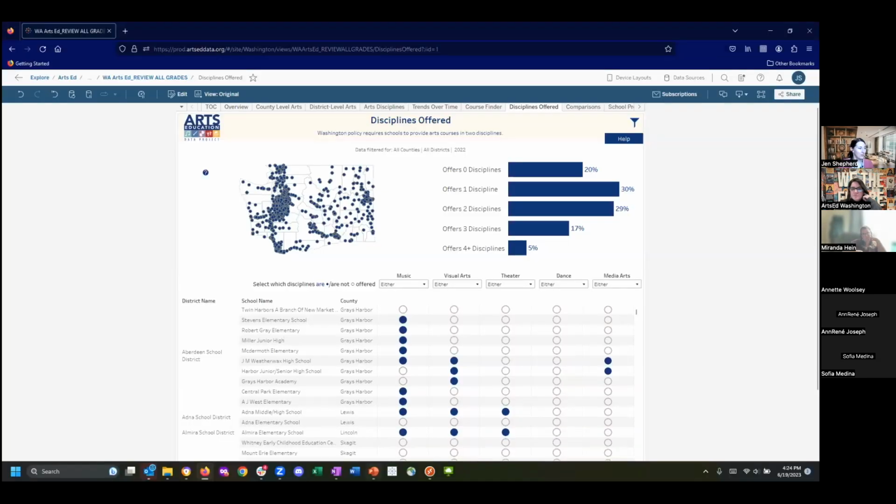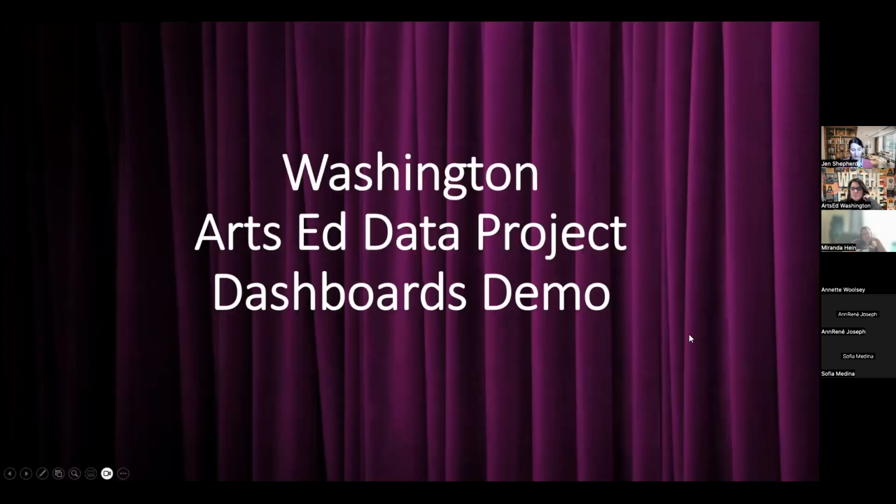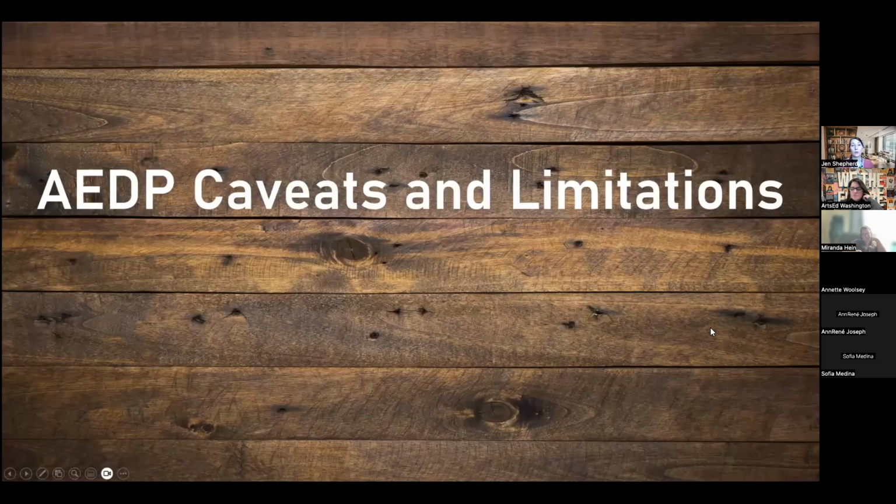But I want to finish our session today with just a couple of notes about some of the limitations of the data. The project is pretty robust. We have great information out there. You will be able to answer some questions, but it's not perfect, right? The project is only as good as the data we get.